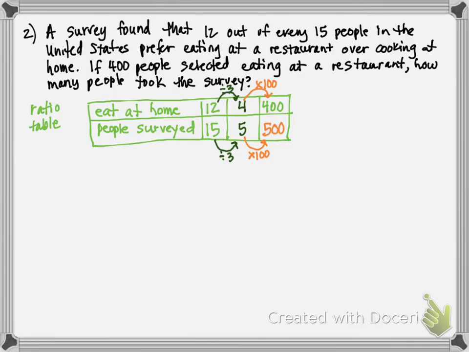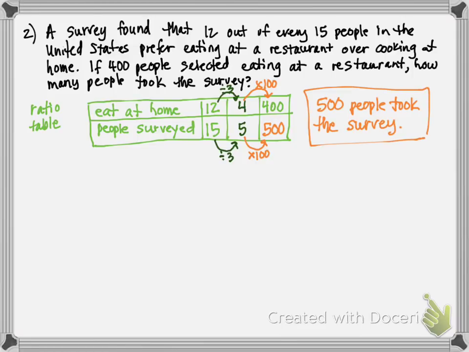Okay, so what we end up figuring out is that 500 people took the survey. Okay, so that's an example of how we can use a ratio table.